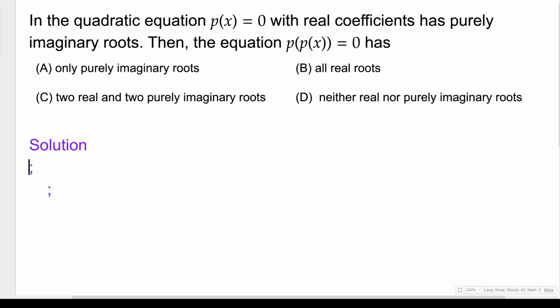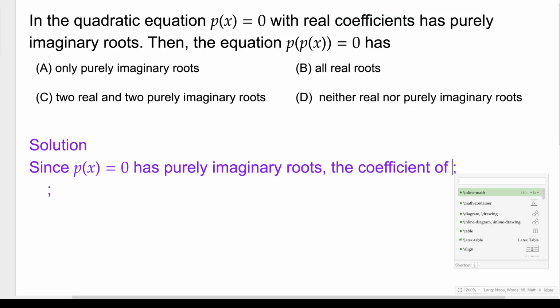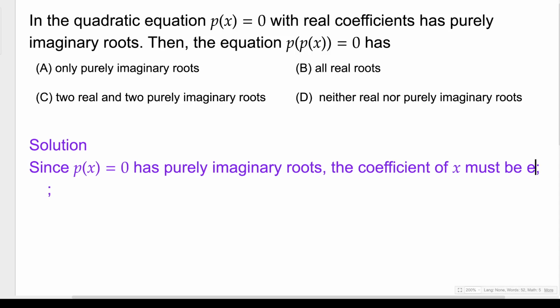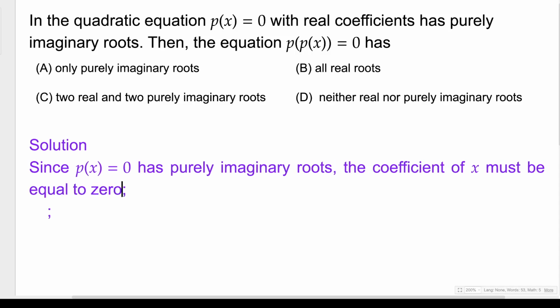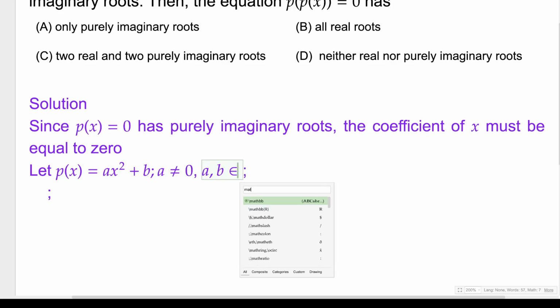If you observe the problem statement, since it is given that p of x is equal to 0 has purely imaginary roots, in that case the coefficient of x must be equal to 0. So let us make an assumption: let us say that p of x is ax square plus b, and definitely a cannot be 0 here because it is a quadratic function, and a and b belong to the set of real numbers.